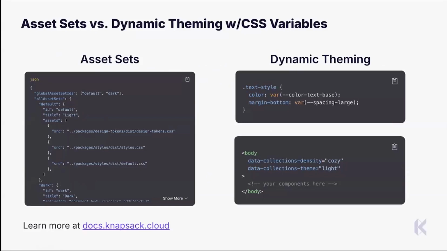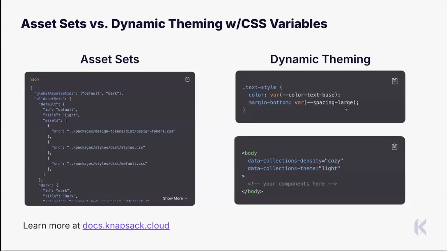On the dynamic theming side, it's a little different, where we say, hey, this color, this element, this style uses this variable, and then the value of these variables is going to change based on a collection that we choose, right? We choose cozy, we choose light, and then what Knapsack's little drop down lets you do is essentially change which mode you're referencing in any given collection, and as a result, the value that gets passed in as color text base or as spacing large will change, right?